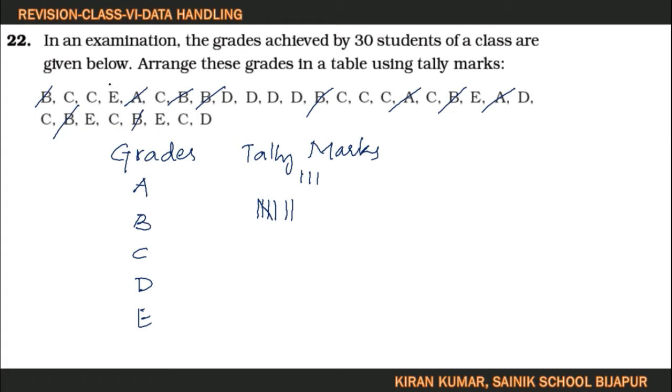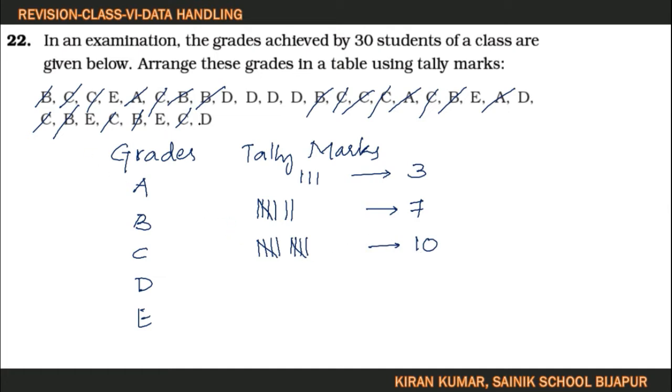Now coming to C, 1, 2, 3, 4, 5, 6, 7, 8, 9 and 10. So here the numbers are 3, here it is 7, next is 10.